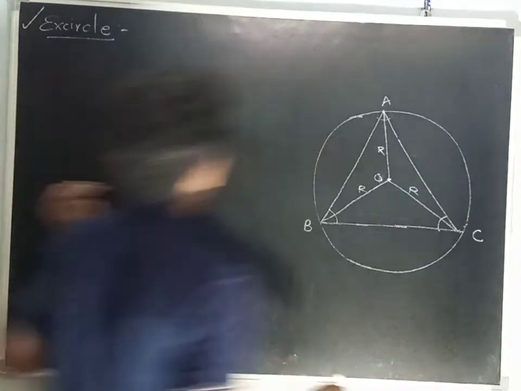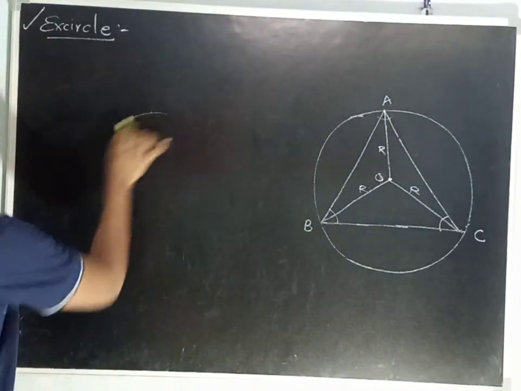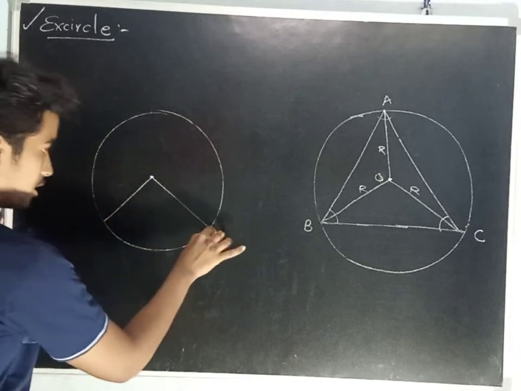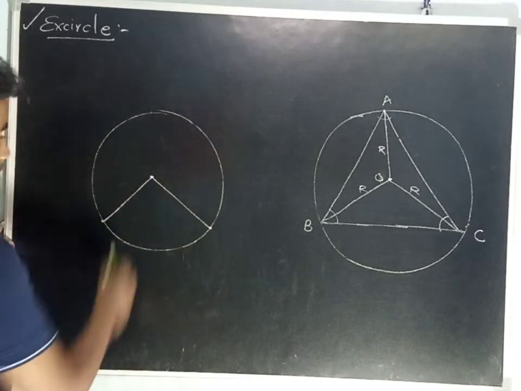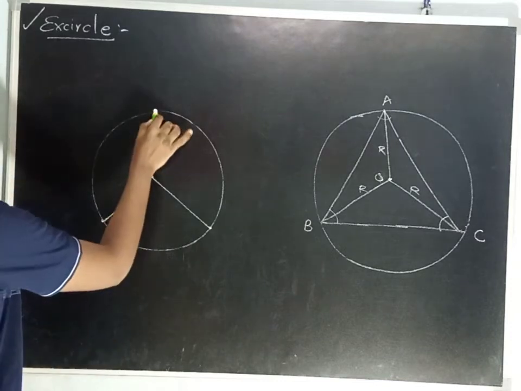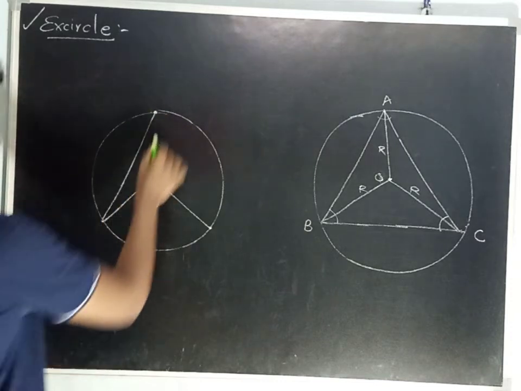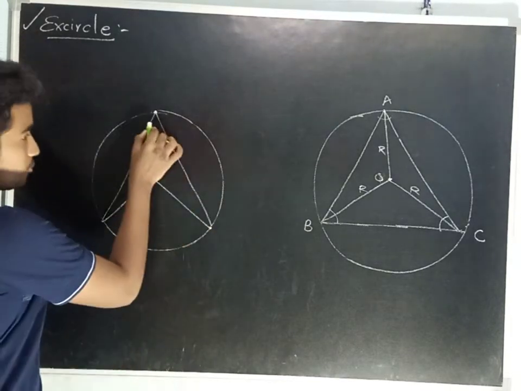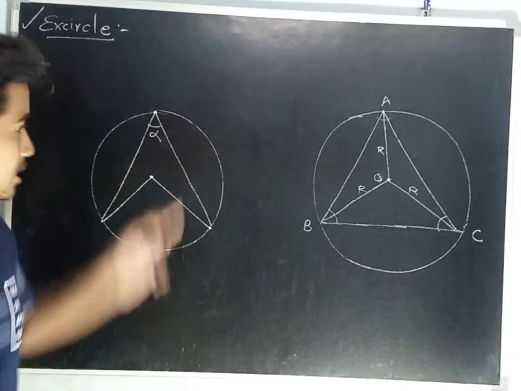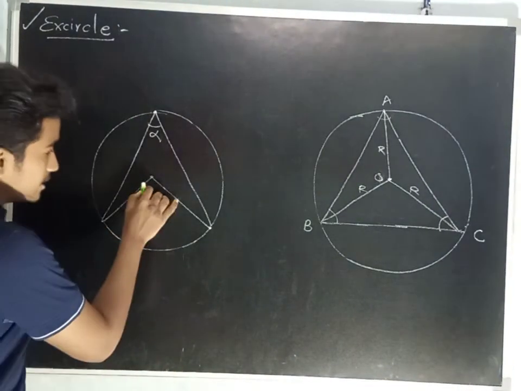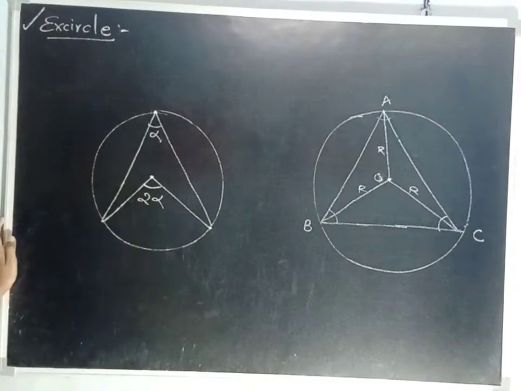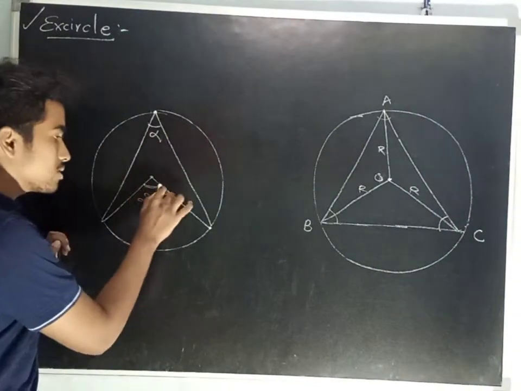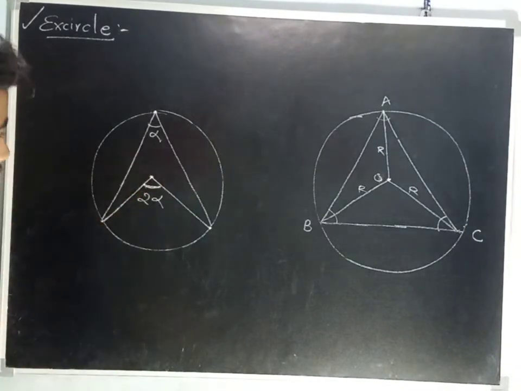Now, here is a small concept regarding circles. For a circle, from the center, let me draw two radii like this, and let me take a point and join these two. If this angle is alpha, listen, if this angle is alpha, then this angle is going to be 2 alpha, twice the angle of this.